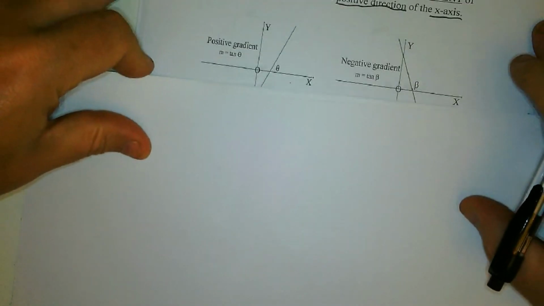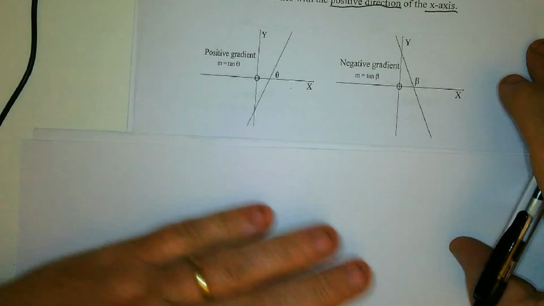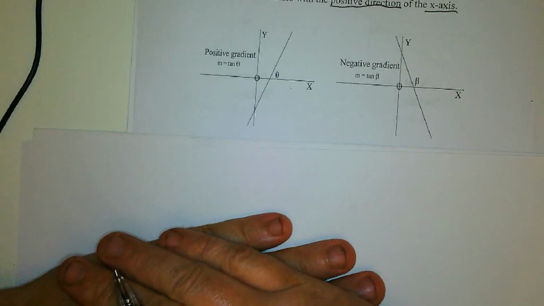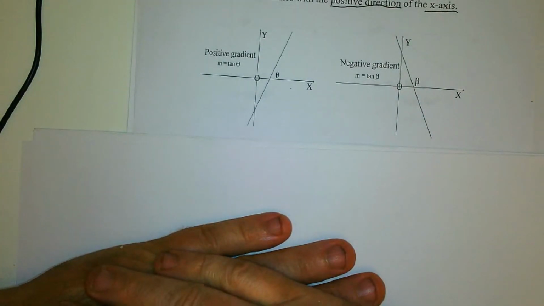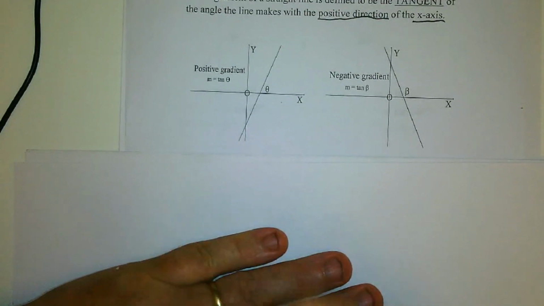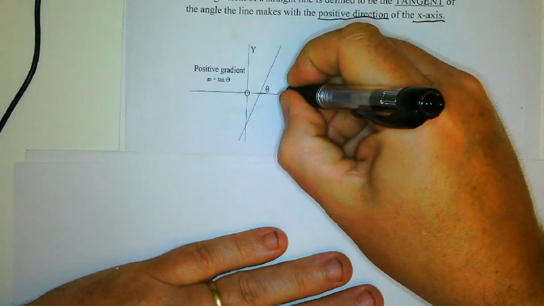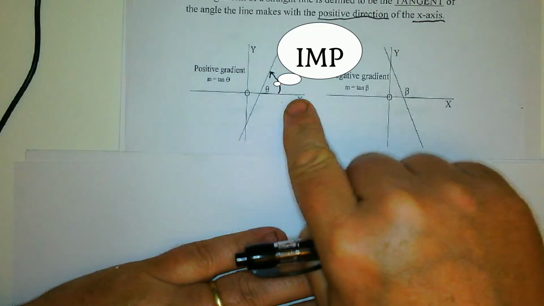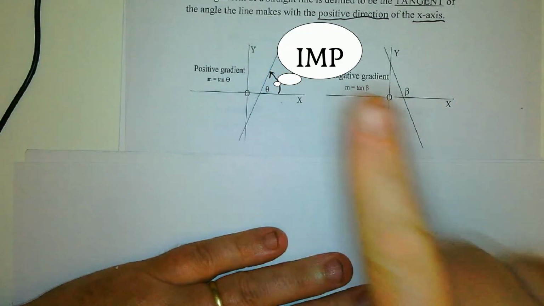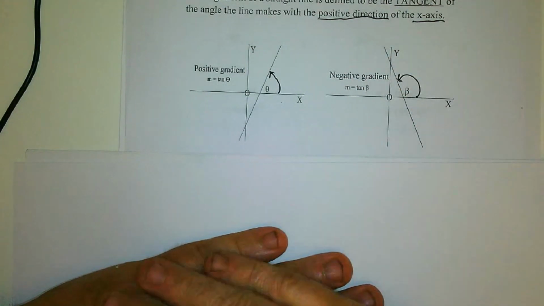Okay, so typically you've got two kinds of lines here. We've got one that's a positive gradient and one that's a negative gradient, and you should know that from your National 5. Now the positive direction of the x-axis, and this is the key bit that you could potentially get wrong, is this angle here. That angle there is the positive direction of the x-axis going up to the line, which means you would still do that angle to there.